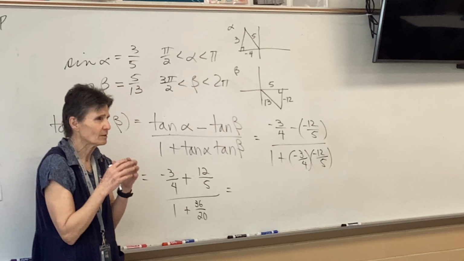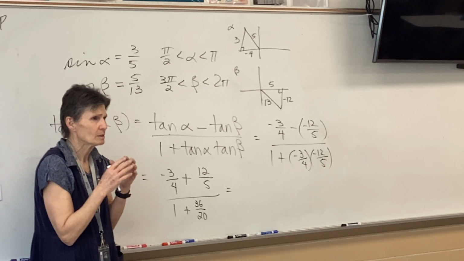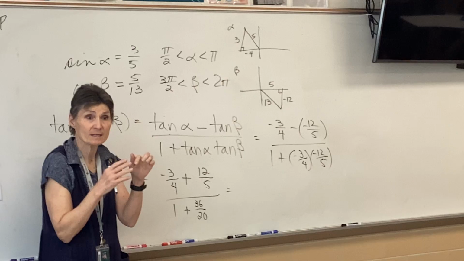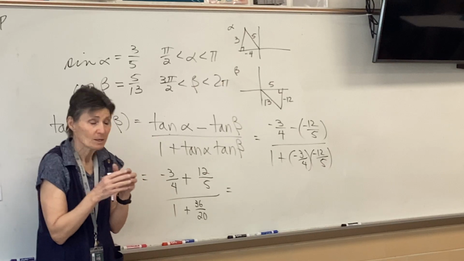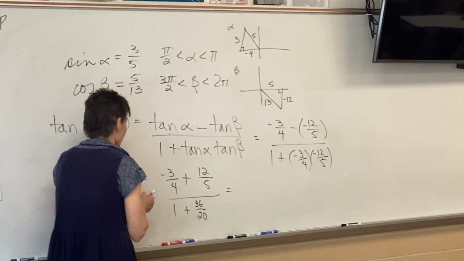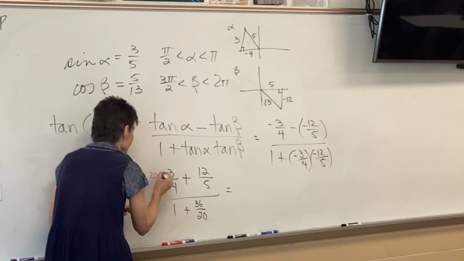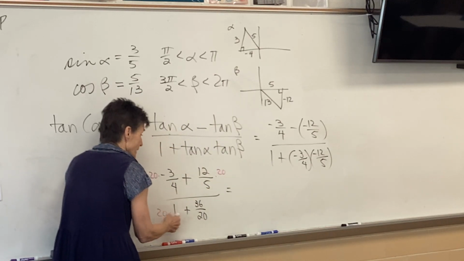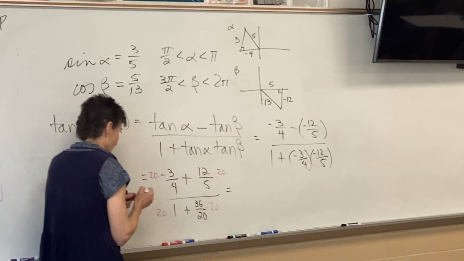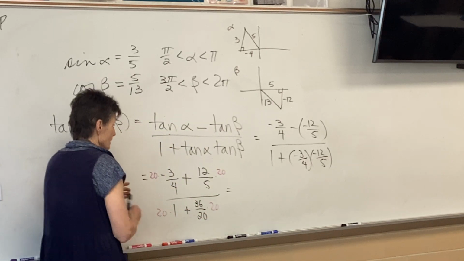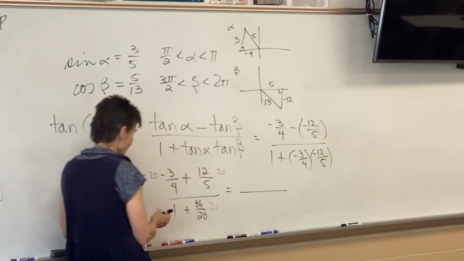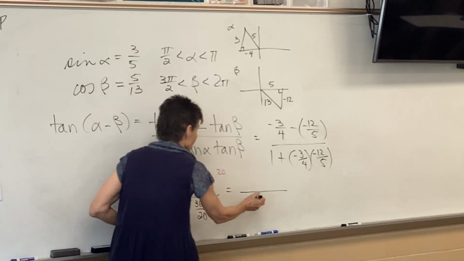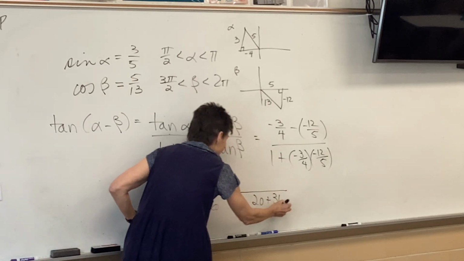Anybody remember how we handled that before? Multiply by the common denominator. So I am gonna multiply everything by 20. Now that includes the 1, everything by 20. Now the bottom will be 20 plus 36. Does everybody see that?